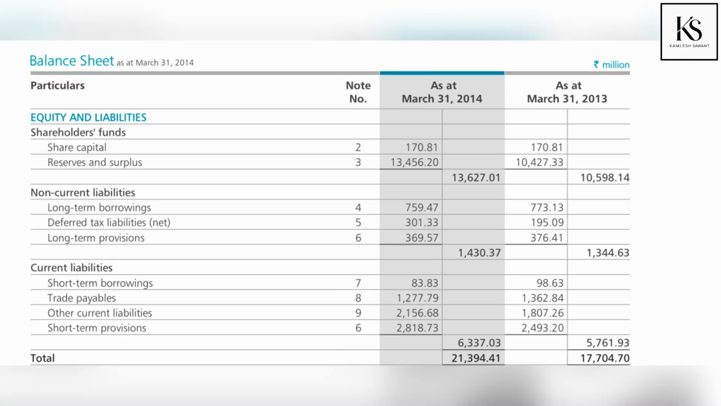The last line item in current liabilities is short-term provisions, which stands at 281 crores. Short-term provisions is quite similar to long-term provisions, both of which deal with setting aside funds for employee benefits such as gratuity, leave encashment, provident funds, etc. Interestingly, the note associated with short-term provisions and long-term provisions is the same. Have a look at the following.